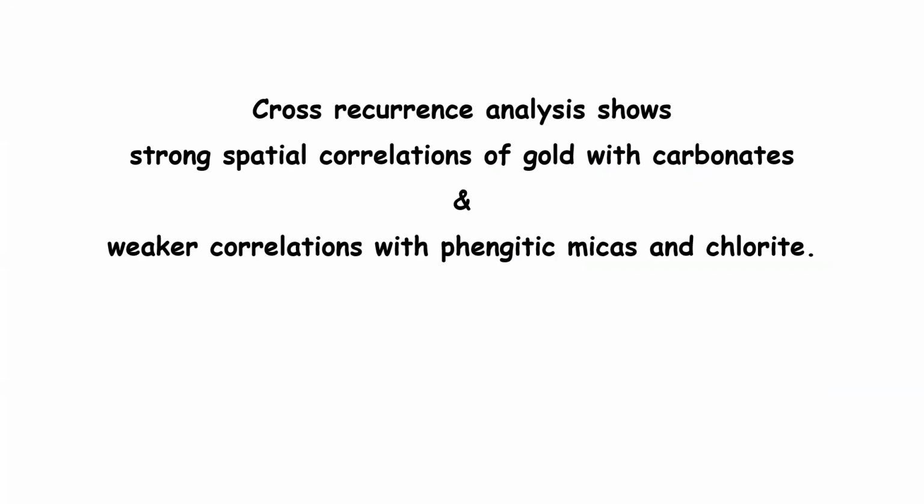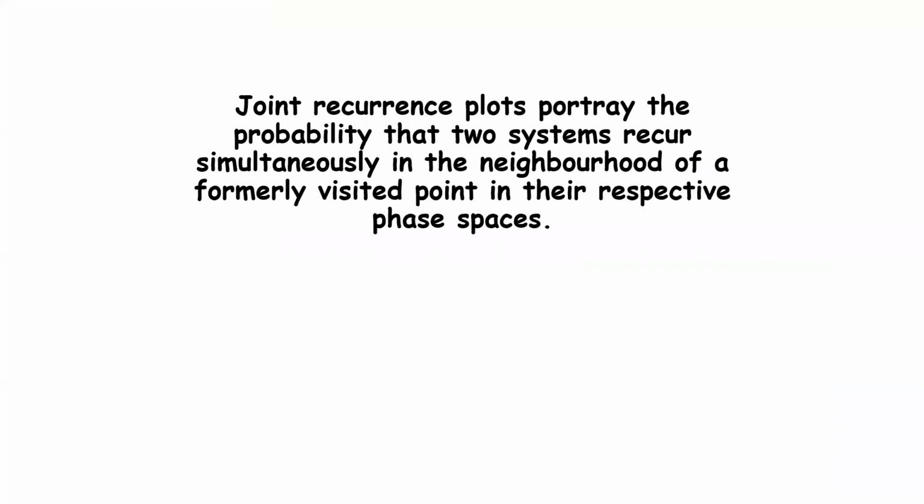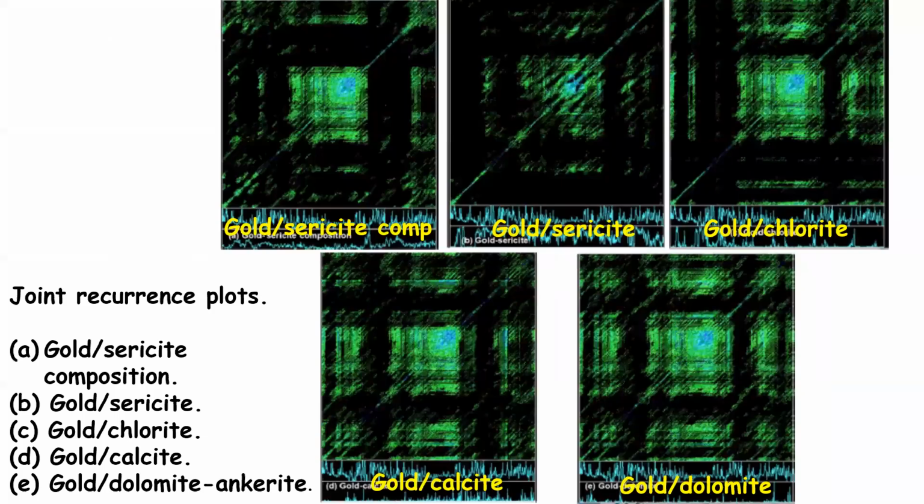Now we explore joint recurrence plots, which portray the probability that two systems recur simultaneously in the neighborhood of a formerly visited point in their respective phase space. Here are the joint recurrence plots for gold versus cerussite by composition, cerussite, chlorite, calcite, and dolomite. The joint recurrence plots for gold concentration with the other mineral species are very similar and all resemble the recurrence plot for gold concentration by itself. Thus, although all the raw signals and the recurrence plots are different, the joint recurrence plots are very similar.